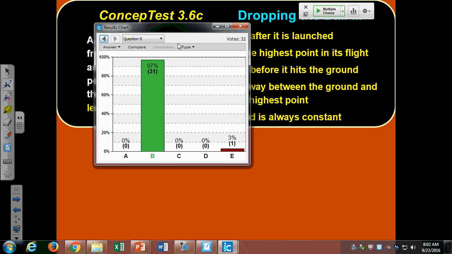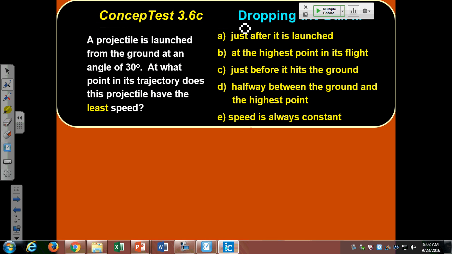Okay, so B is right at the highest point in flight because the velocity isn't 0 there, right? It has an x component of the velocity, but the velocity in the y direction is 0. And so that's where it has its least speed.